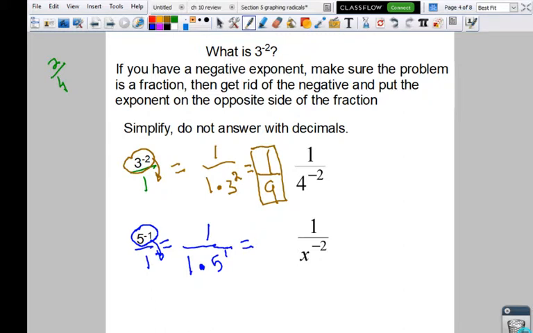I'll show you real quick. If I did 5 to the negative 1, I get a decimal. I don't want a decimal. But if I flip it around, the negative goes away, and I just have 5 to the 1, which is 5. So on this bottom part of my fraction, I have 1 over 1 times 5, which is 1 over 5.